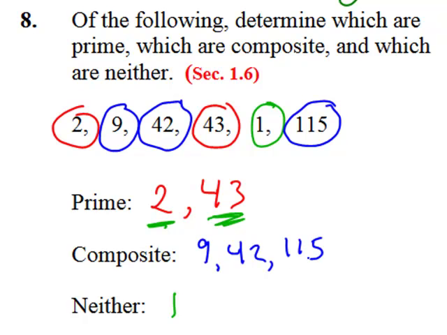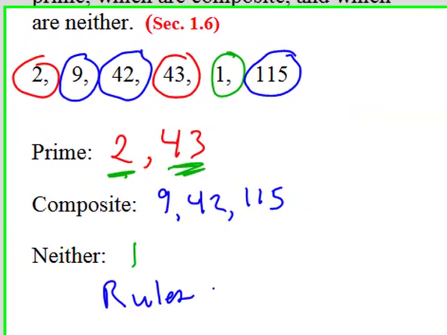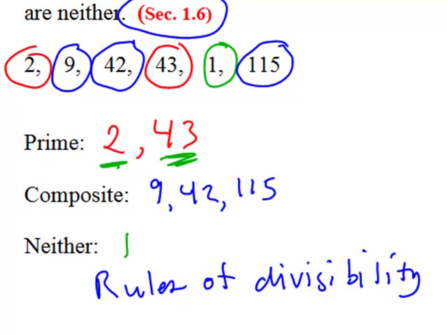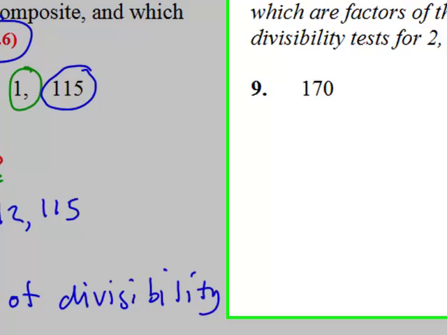And what we're using to determine some of that is called rules of divisibility. So we can use these rules of divisibility oftentimes to determine whether a number is prime or composite. Not for everything. And as you can see, that's in section 1.6. So you can make sure you read up on that.